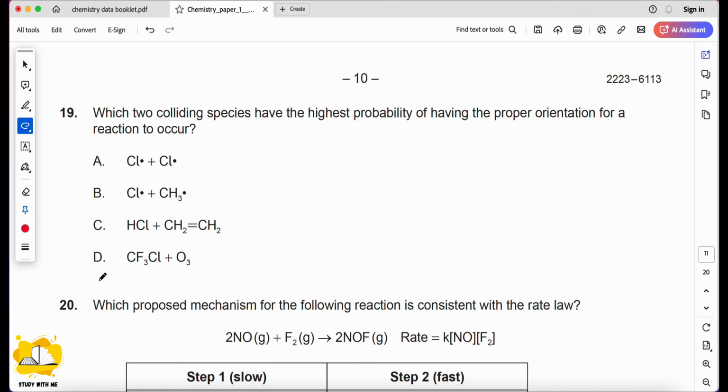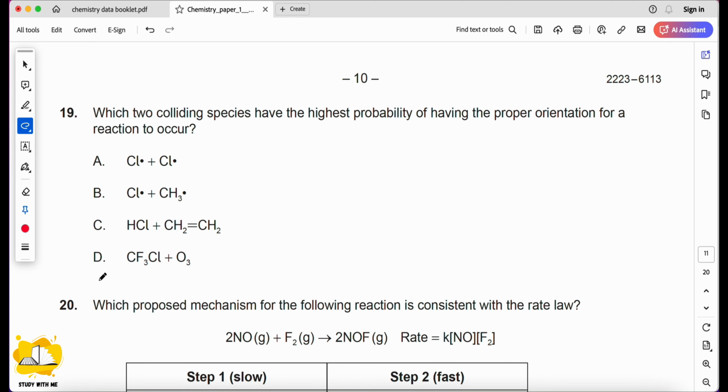Which two colliding species have the highest probability of having the proper orientation for a reaction to occur? For the first one, Cl radical and Cl radical, it involves two chlorine radicals forming Cl2. The orientation is very, indeed, critical. For B, Cl radical and CH3 radical, even though it involves a chlorine radical colliding with the methyl radical, the methyl radical's size is a bit more challenging for them to have a proper orientation.